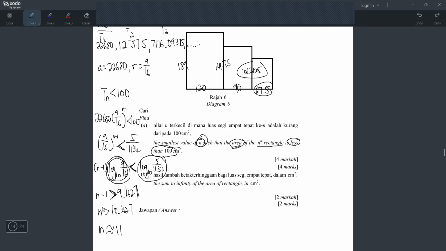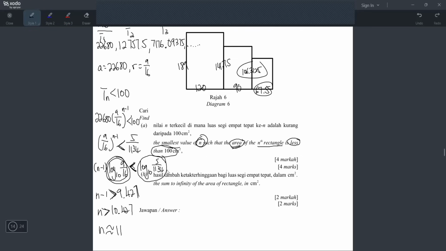Okay, why change to 11? Because of the symbol bigger. So if you forgot to flip this sign and you write smaller here, then you will be wrong, because you will write 10 here, then it's wrong already, right? The answer has to be 11 because n has to be bigger than 10.427. So what numbers are bigger than 10.427? 11, 12, 13, and so on.